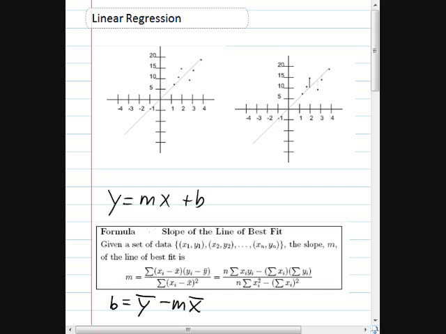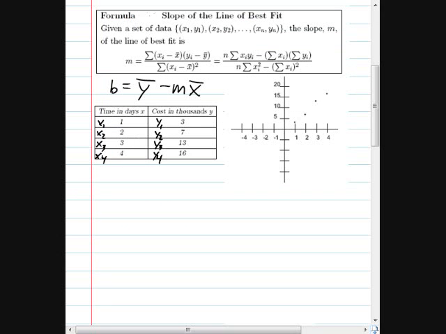Let's look at an example of this. Suppose we have the following data set, where x is the time in days and y is the cost in thousands of dollars. Our first data point is 1, 3. Second data point 2, 7. Third data point 3, 13. Fourth data point 4, 16. Next to this, you can see a graph of those data points. We'd like to find the line of best fit.